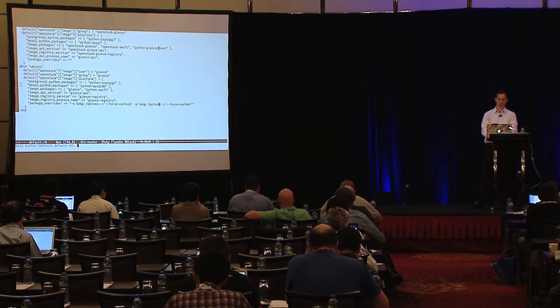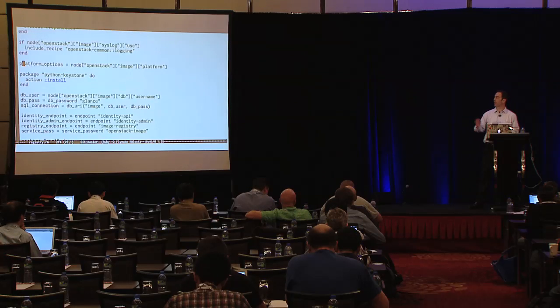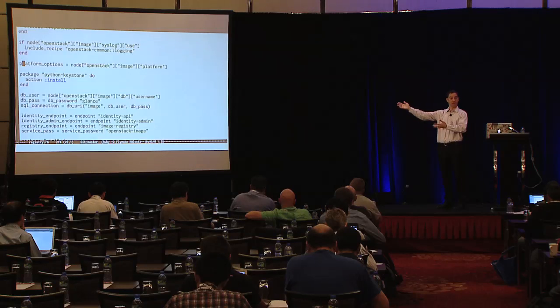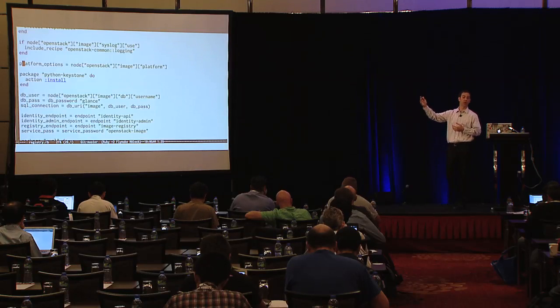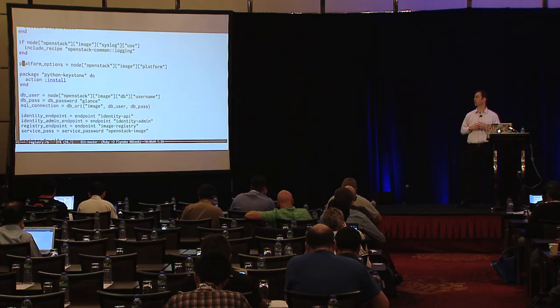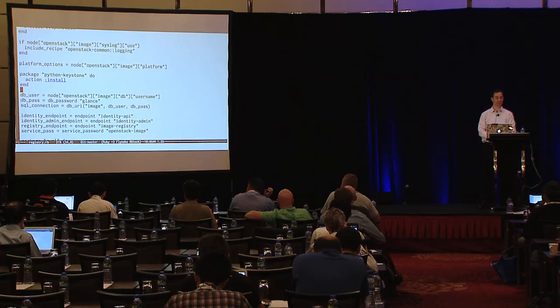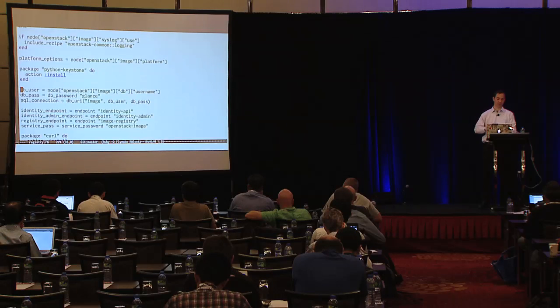Okay, 30 minutes. So those are the attributes for Glance, pulling out that platform-specific information. Then we install, this is a Chef recipe. We have a resource called package. It's going to install Python Keystone. I guess that's called the same thing everywhere. Yeah, that needs to be fixed. Eventually that will be called something different on a different platform. We'll pull it out. We usually don't hard code things.